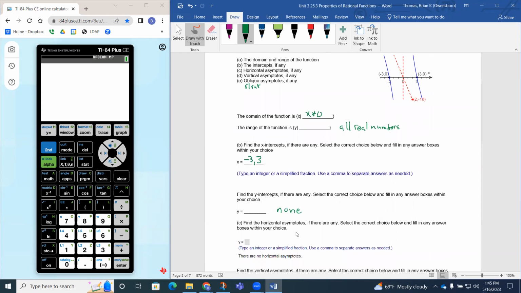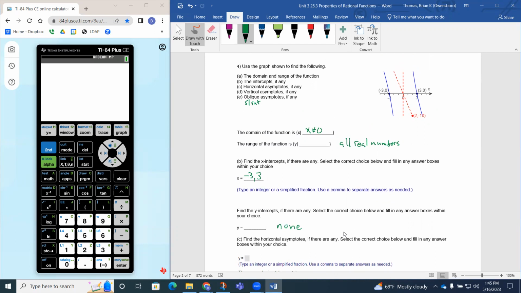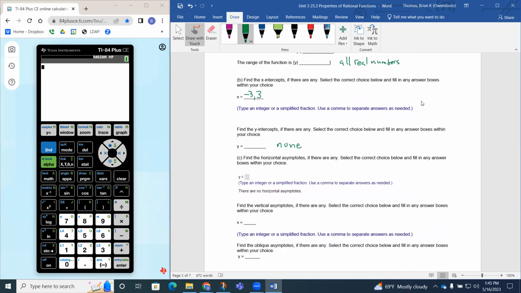C says find the horizontal asymptotes. A horizontal asymptote is what we call a horizontal boundary line, and they're using these red lines here. So I don't see a red horizontal line that's a boundary line. So this one has none. It doesn't have any horizontal asymptotes.